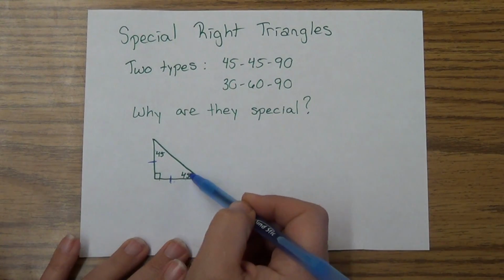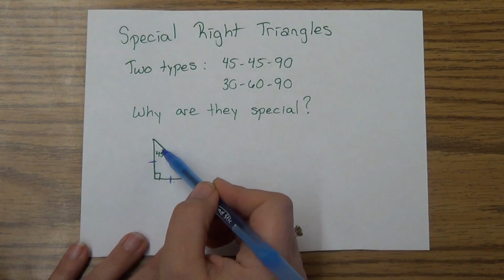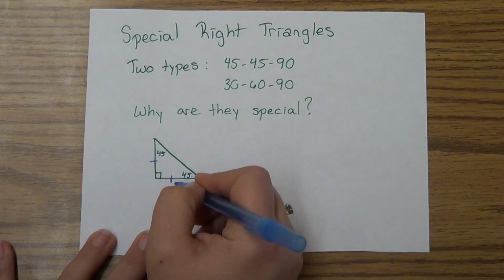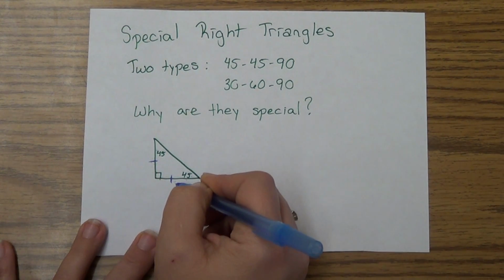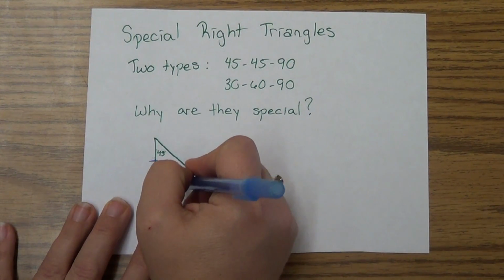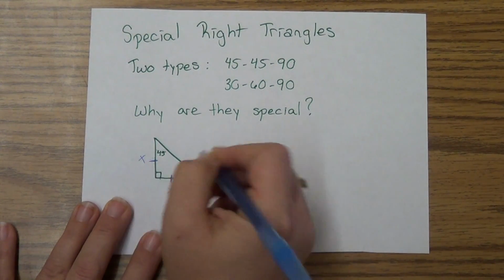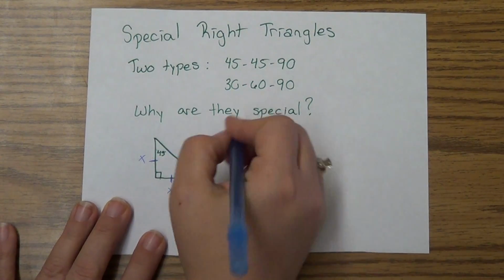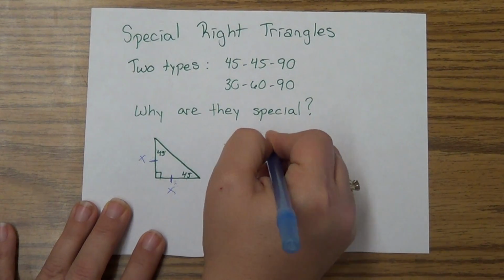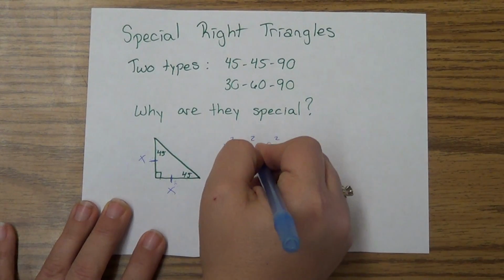So why is a 45-45-90 triangle special? Because that means it's an isosceles right triangle. So if you have a 45-45-90 triangle, then the two legs of the right triangle are going to be congruent. If we were trying to do the Pythagorean theorem on these two, then we know that they're congruent. So if this is x, then that's also x. x squared plus x squared equals c squared. So then you would get 2x squared equals c squared.